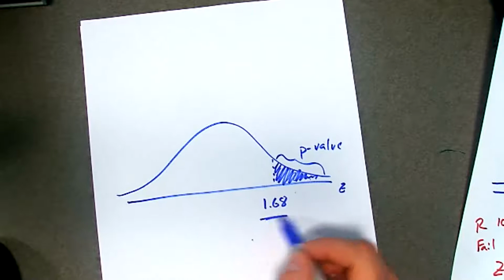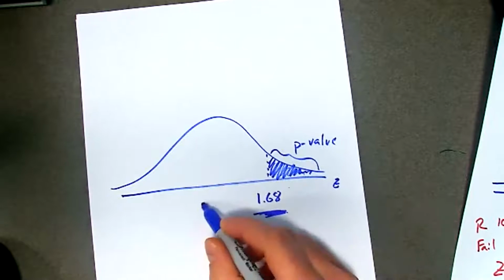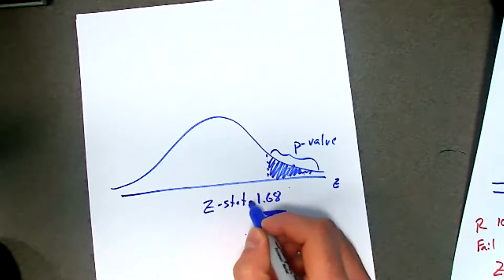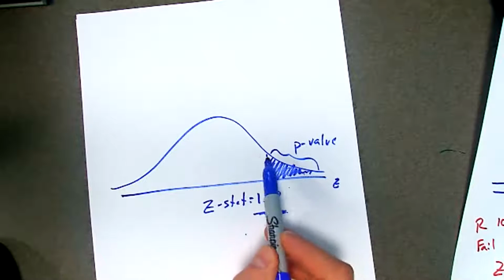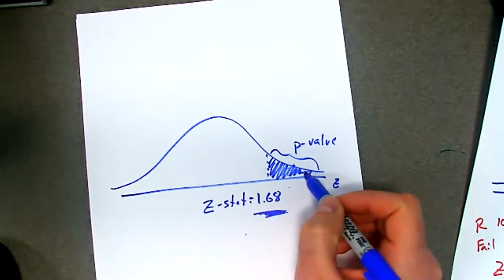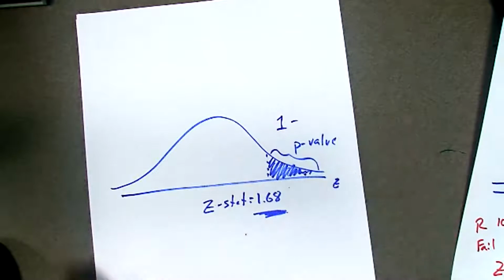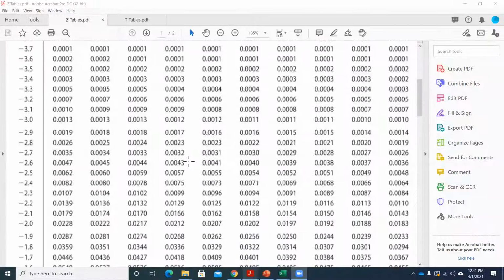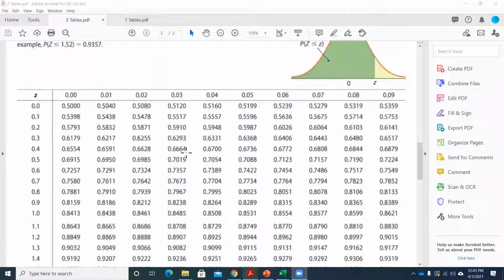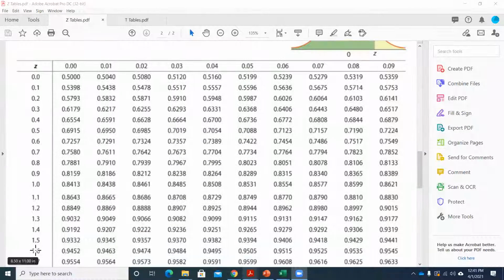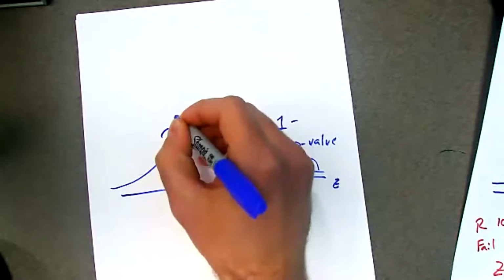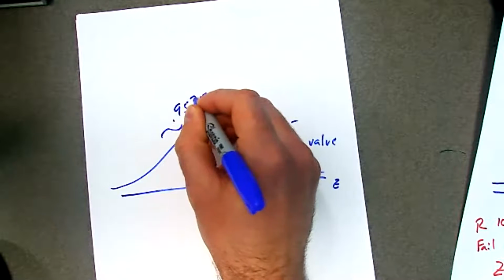So I can look up that z-value, that test statistic. Remember, this is my z statistic or test statistic. If I look up 1.68, it'll tell me the area to the left. I wanted the area to the right, so I would have to do 1 minus, right? So 1.68, I can look that up. Scroll down here. 1.68, 0.9535. So the area to the left is 0.9535.